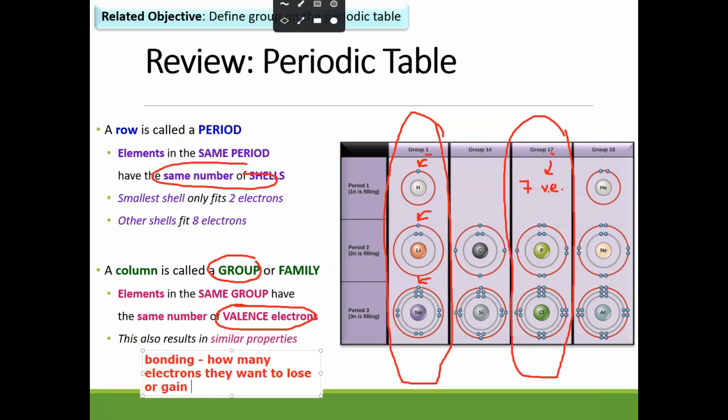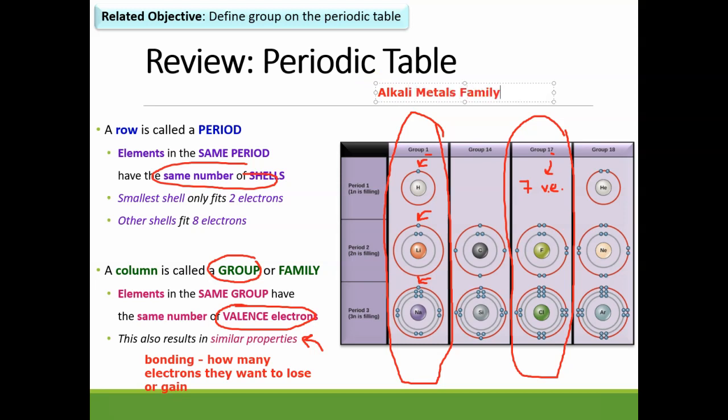So the result is they end up with very, very similar properties. For example, group 1, which contains the alkali metals, our family, is going to have a lot of similar properties, such as lithium and sodium reacting very quickly with water in order to produce smoke, or if you get down to other elements, it can actually even produce explosions. So again, they're going to have similar properties.